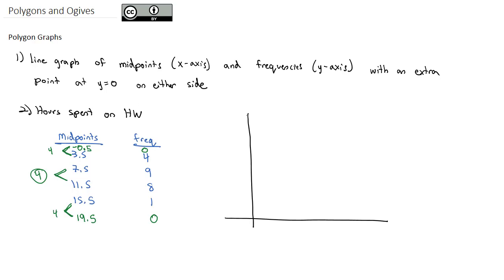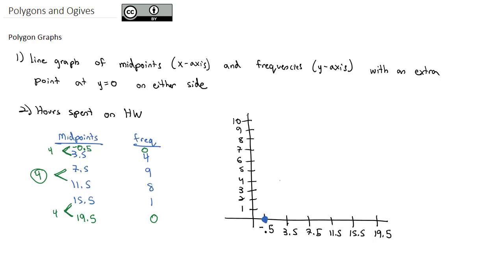We're going to start the graph at negative 0.5, and then 3.5, 7.5, 11.5, 15.5, and 19.5 are those midpoints. Up the y-axis are going to be our frequencies: 1, 2, 3, 4, 5, 6, 7, 8, 9, and 10. And we're going to put a dot at each key point. So at negative 0.5, the frequency is 0.